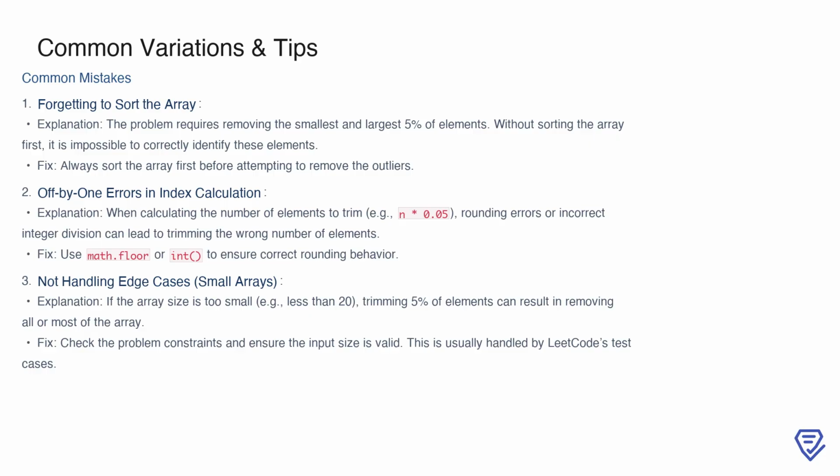Finally, not accounting for edge cases, such as small arrays, can cause issues. If the array has fewer than 20 elements, trimming 5% could remove all or most of the array. Always check the problem constraints and validate the input size, though LeetCode typically handles this in its test cases.